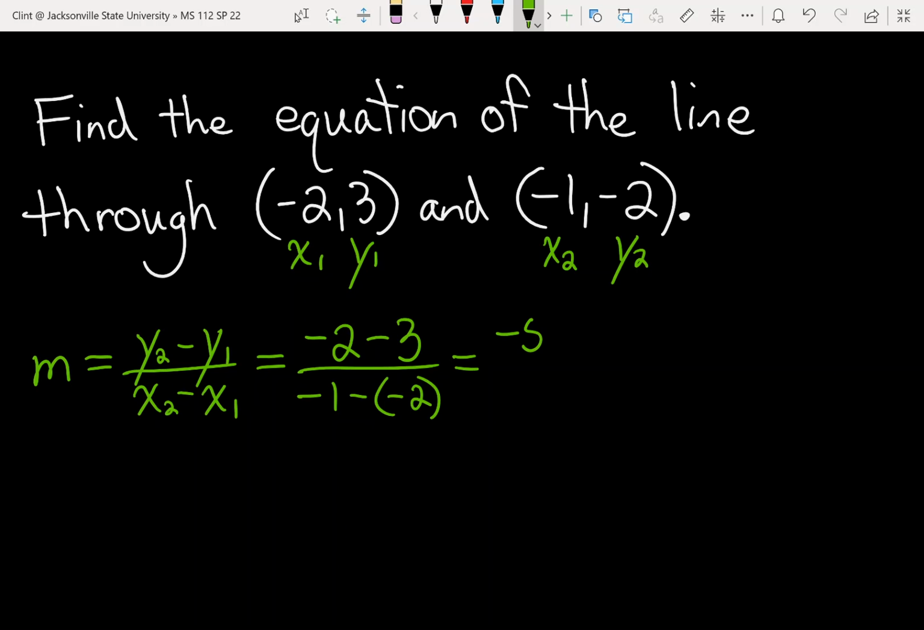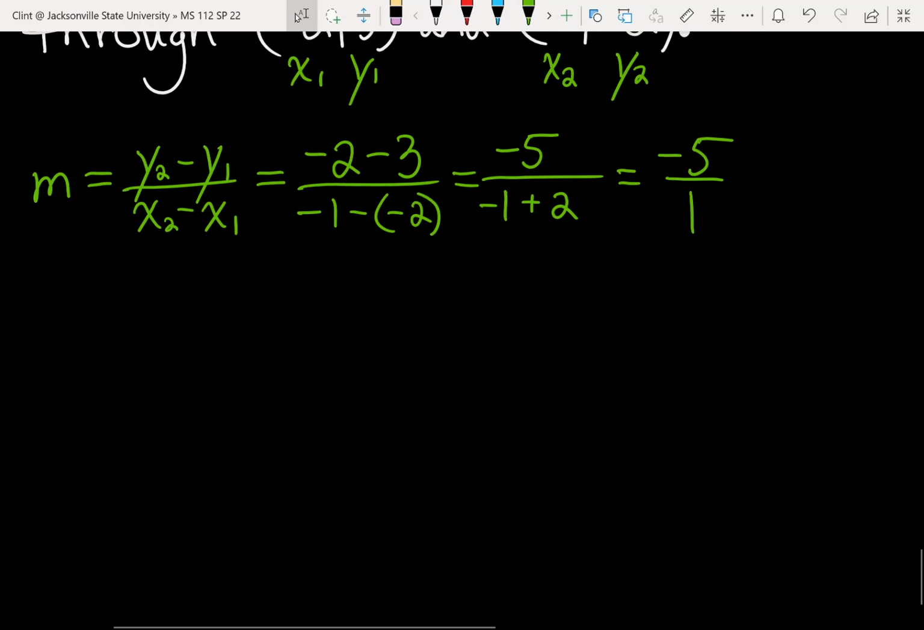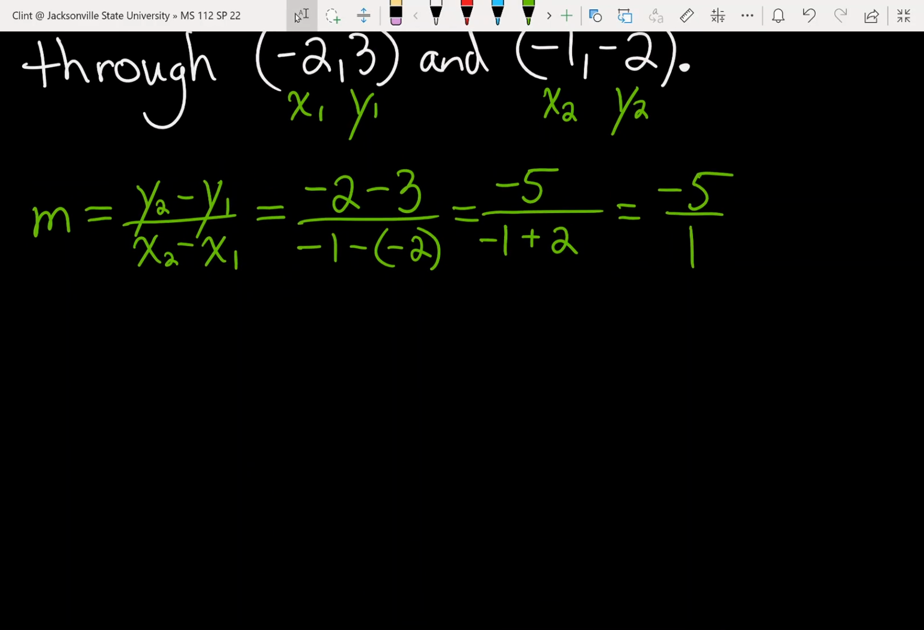On the top, that's negative 5. On the bottom, the same thing as negative 1 plus 2. So we end up with negative 5 over 1 again. Okay, that's a coincidence there. I think maybe I picked the same line as the last one. I don't know. Okay. And then what? We've got the slope now. We've got a point.